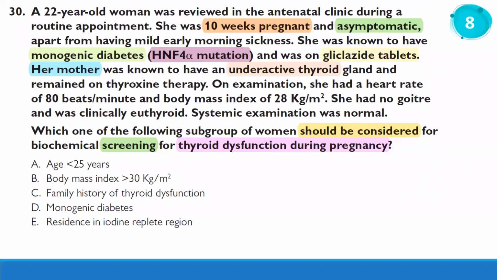And this is the last question in this review, a 22-year-old woman. As I mentioned previously, you can skip the scenario and just read the question. Which one of the following subgroups of women should be considered for biochemical screening for thyroid dysfunction during pregnancy? As I mentioned previously, there is no consensus statement about whom to screen, and most of them are expert opinion.